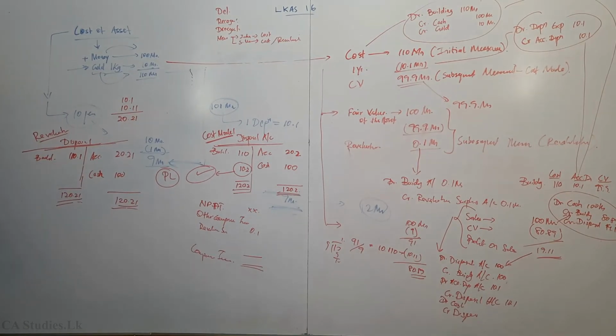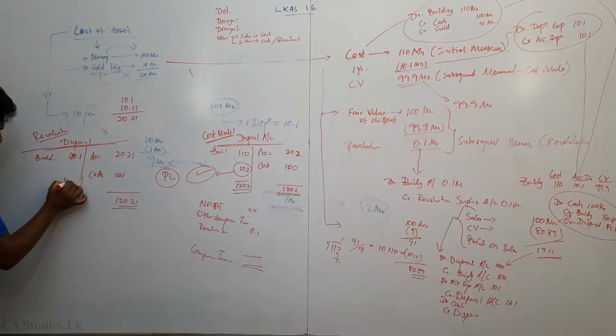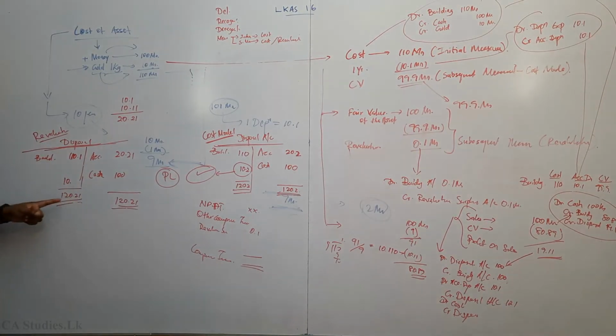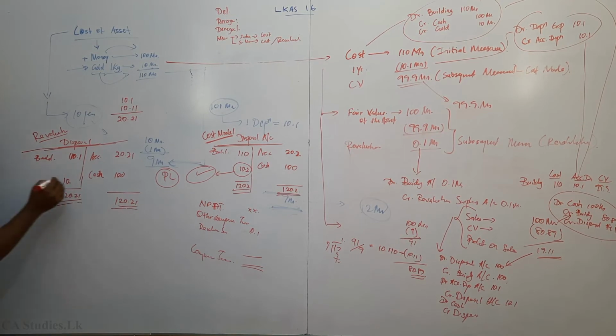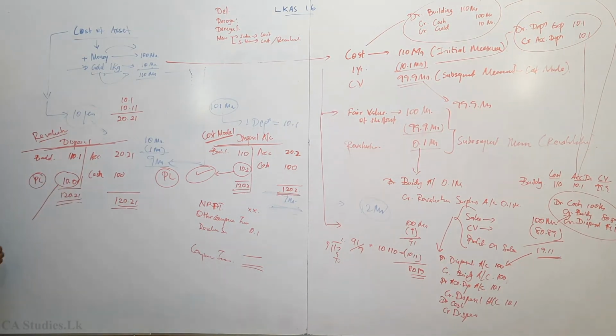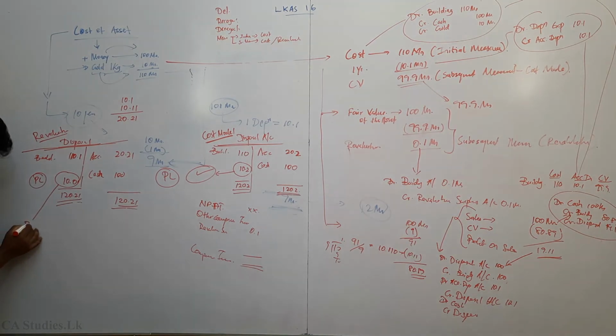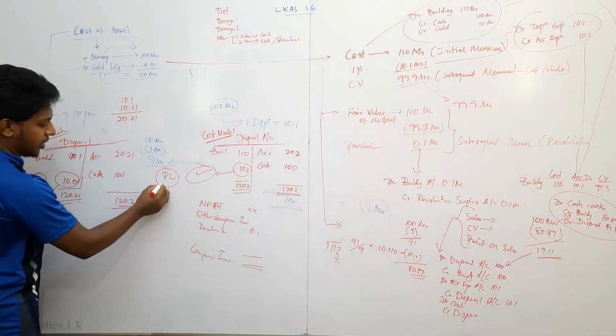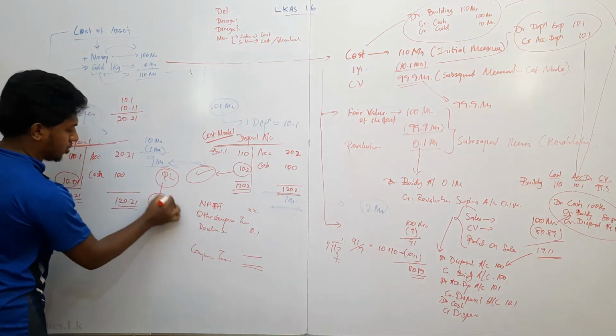120.21 minus 110 means 10.01 is the profit. Now this profit will go to the P&L. P&L profit how much? 10.01. Here directly P&L profit is 10.2.